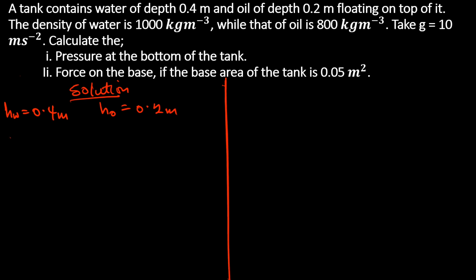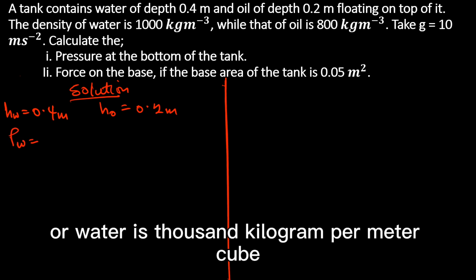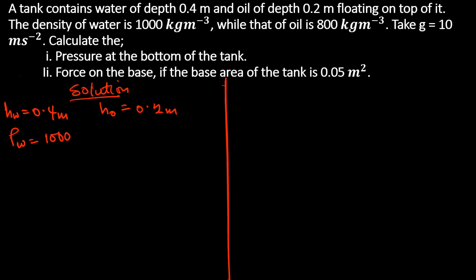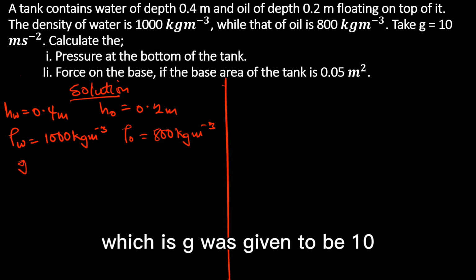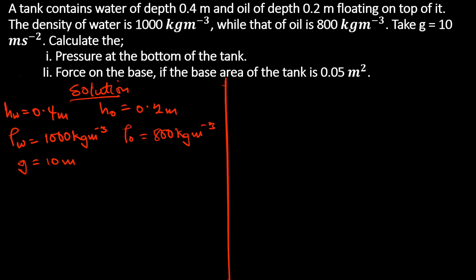Density of water, so rho water, is 1000 kg per meter cube. And density of oil is 800 kg per meter cube. And gravity, which is G, was given to be 10 meters per second squared.